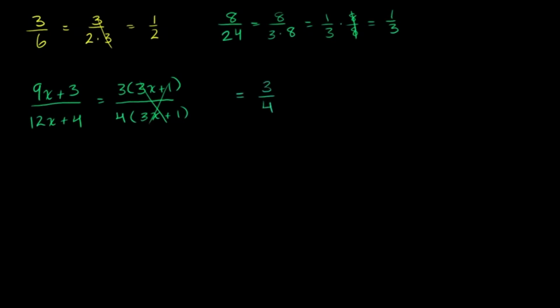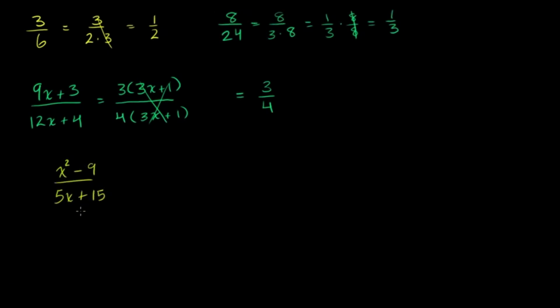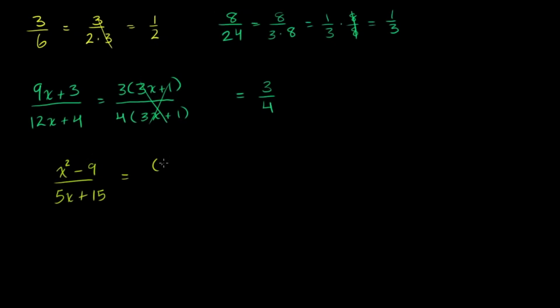Let's do another one. Let's say that we had x squared minus 9 over 5x plus 15. So what is this going to be equal to? So the numerator, we can factor as a difference of squares. We have x plus 3 times x minus 3. And in the denominator, we can factor 5 out. This is 5 times x plus 3.